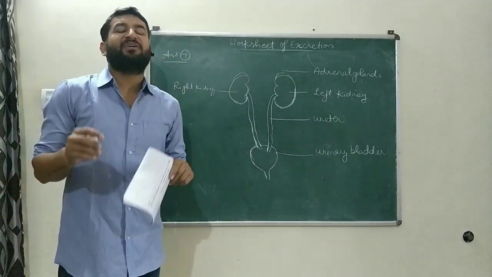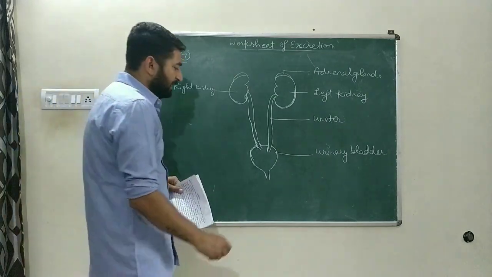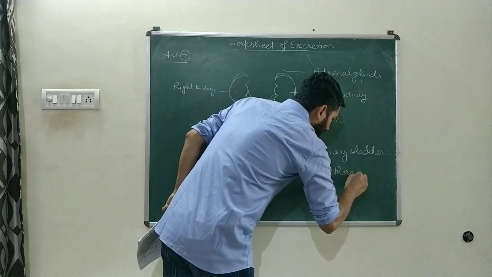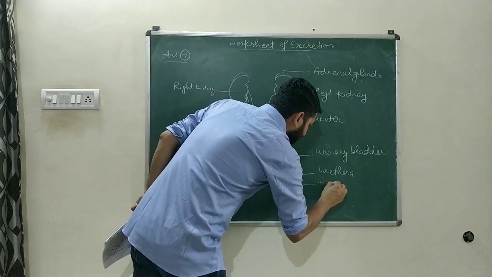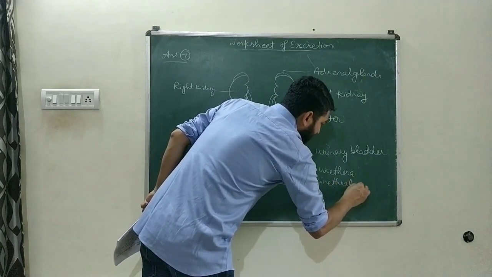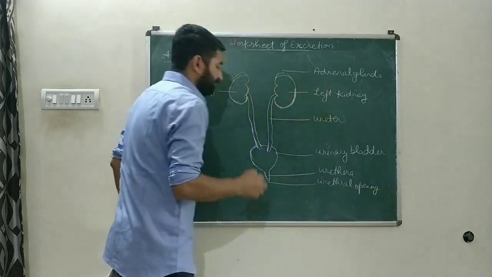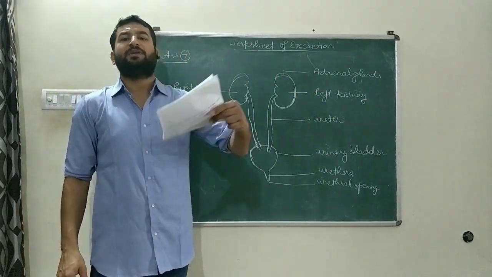Urinary bladder temporarily stores the urine until we go for the urination, and then there is a urethra. Urethra has an opening which is known as urethral opening, which is controlled by a sphincter known as urethral sphincter. Through this urethra we remove the urine out of the body.